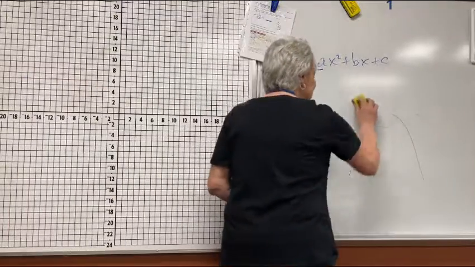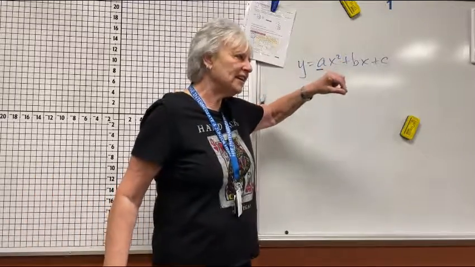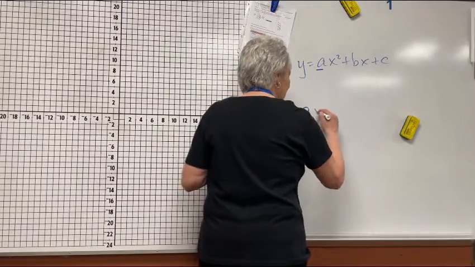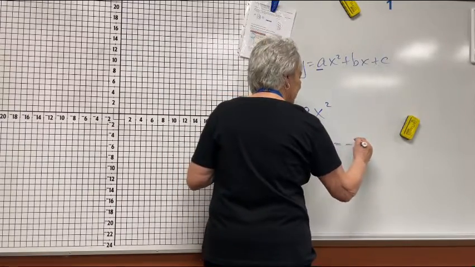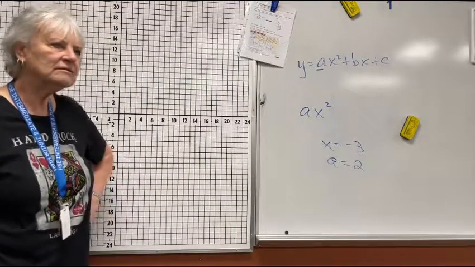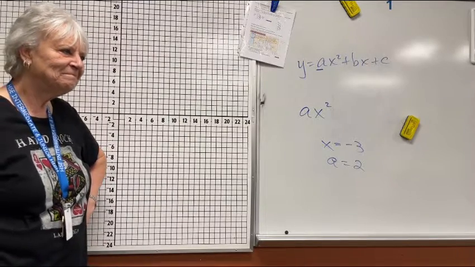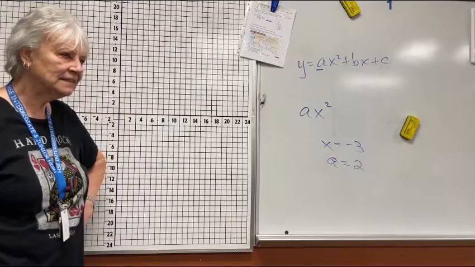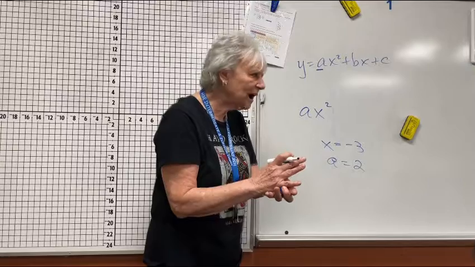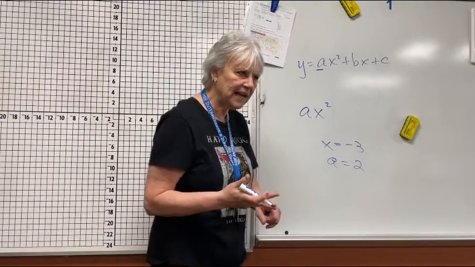Now, the biggest thing that kids cannot do is if x squared, say, is -3. Let's just see. ax squared. X equals -3. A equals 2. What is that value? How much? 18. X squared is always positive because positive times positive is positive, negative times negative is positive.